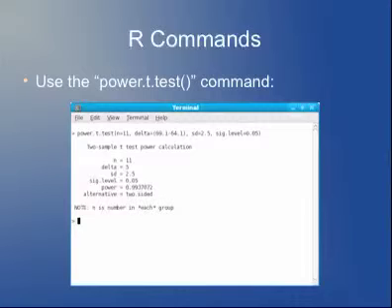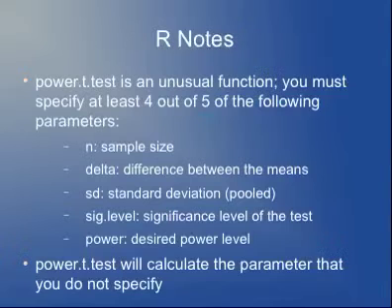So in this case, unless you get an extraordinarily unlucky sample, you would end up rejecting the null hypothesis if you perform that particular experiment. As I said, you have to specify 4 of the 5 parameters: the sample size n, the difference between the means, the pooled standard deviation, the significance level, and the desired power level.